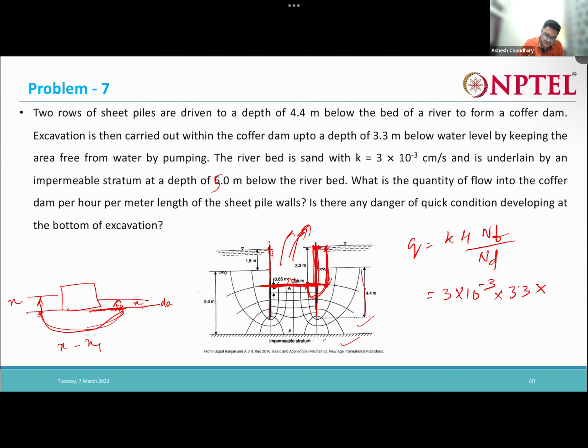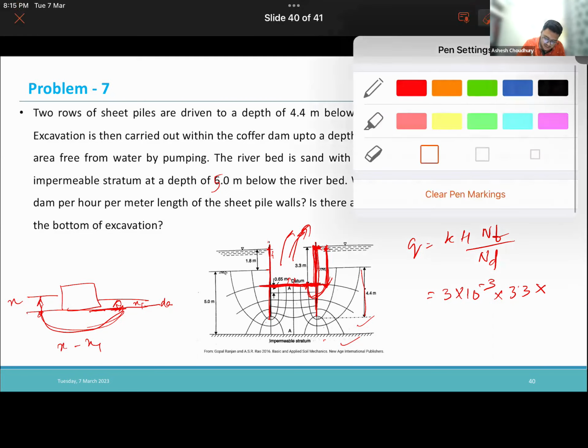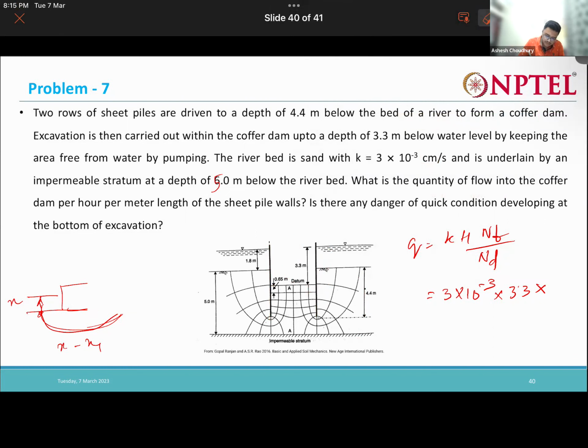Into NF. What is the NF? Please count the number of flow lines. I will erase it, okay, for a better view. Please count the number of flow channels. 6. Yeah, 6. 3 from this side, 3 from this side. So total 6. And number of drops will be 11, right? Total number of drops are 11.